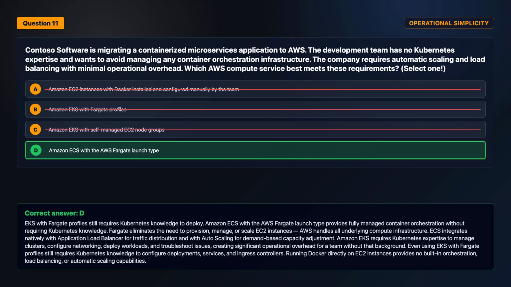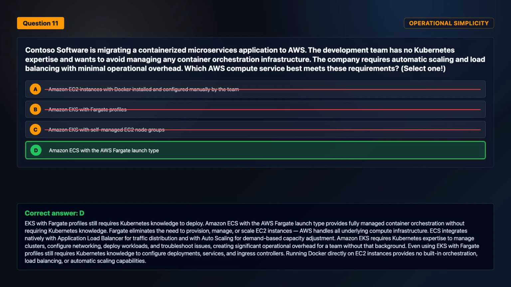The correct answer is option D. EKS with Fargate profiles still requires Kubernetes knowledge to deploy. Amazon ECS with the AWS Fargate launch type provides fully managed container orchestration without requiring Kubernetes knowledge. Fargate eliminates the need to provision, manage, or scale EC2 instances. AWS handles all underlying compute infrastructure. ECS integrates natively with Application Load Balancer for traffic distribution, and with auto-scaling for demand-based capacity adjustment.